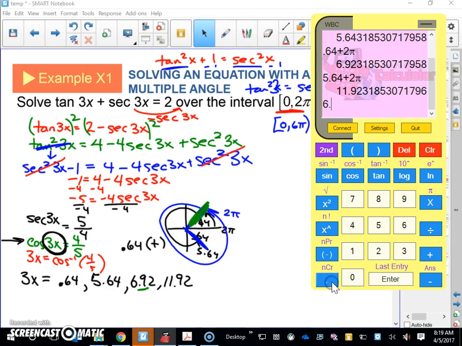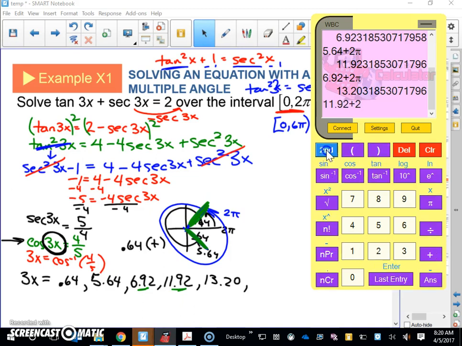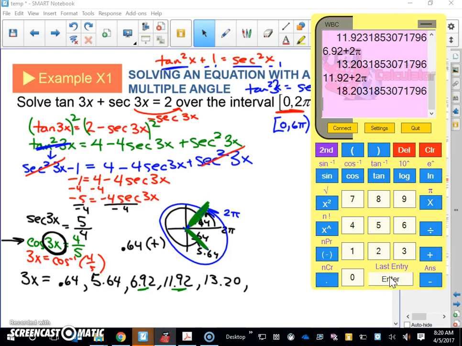So take that 6.92 and add 2 pi. That's 13.2. And then do the same thing for this. Okay, it was 11.92 once I went around the 2nd time. So going around the 3rd time, you would add another 2 pi. And we get 18.2. Okay, 18.2. All right.